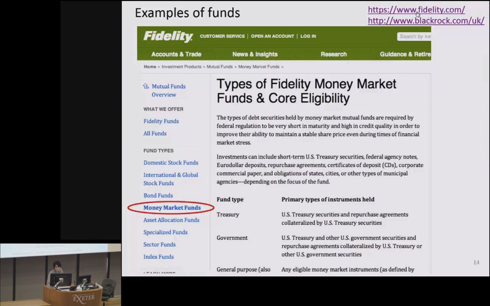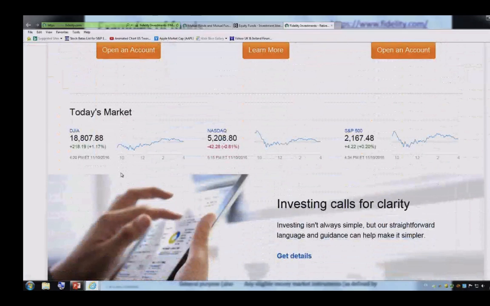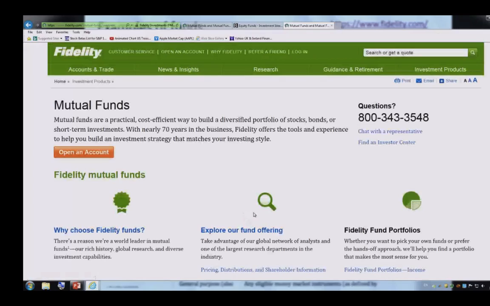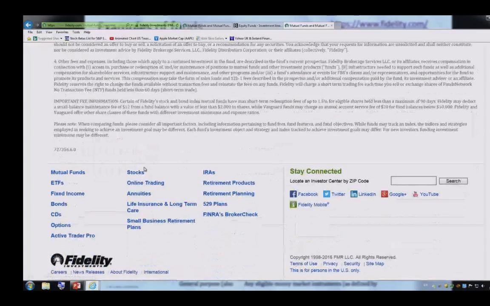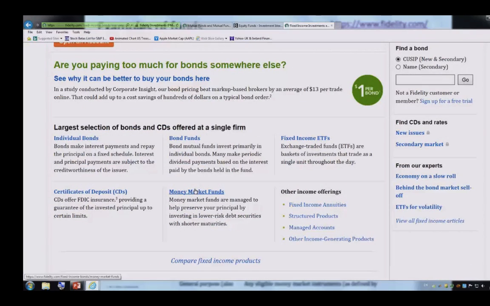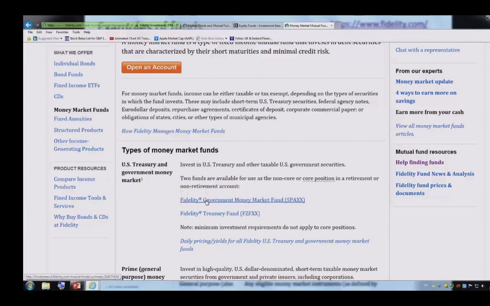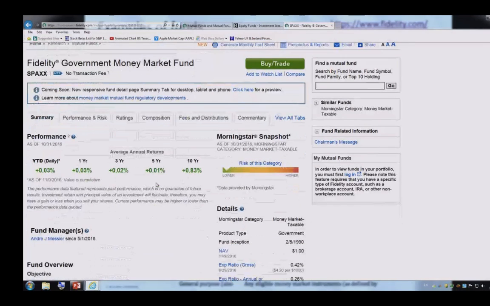Let's look at the websites of these fund-selling companies. This is Fidelity's website. We can go to mutual funds, stock funds, exchange traded funds. Let's go to money market funds. Fidelity government money market funds. Okay, this is the fund information.